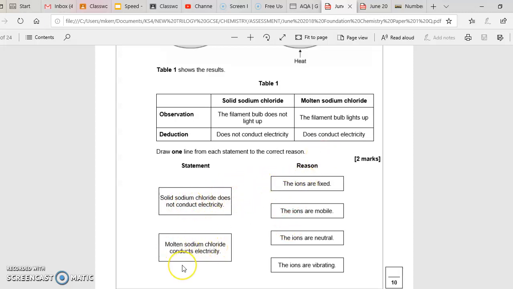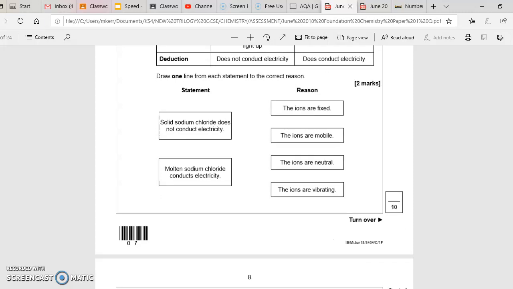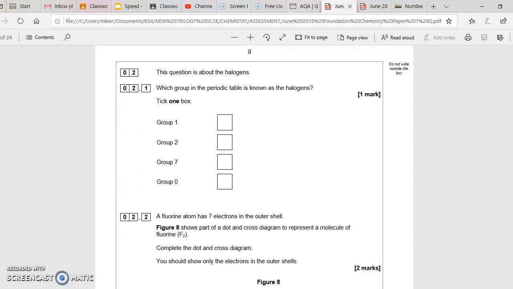In molten sodium chloride, however, it does conduct, and this is because the ions are mobile. It just means the ions can move, the ions can flow. So the two scenarios when ionic substances can conduct are when they are molten or when they are dissolved in solution. That was question 1.